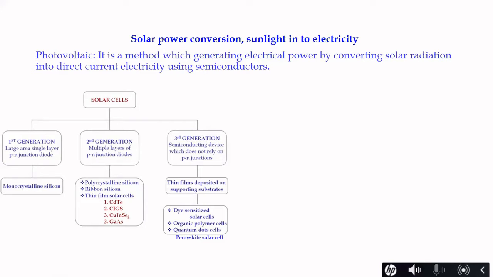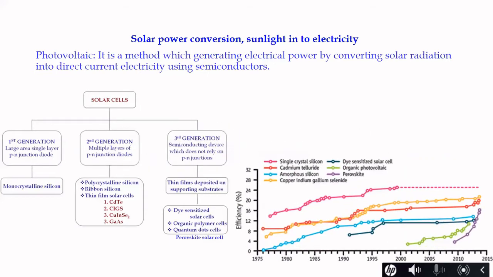Next one is the third generation solar cell. It has semiconducting devices which do not rely on a PN junction. For example, dye sensitized solar cell, organic polymer solar cell, quantum dot solar cell, and perovskite solar cell come under the third generation solar cell. The efficiency of solar to electrical energy conversion has reached a maximum of around 25% so far.